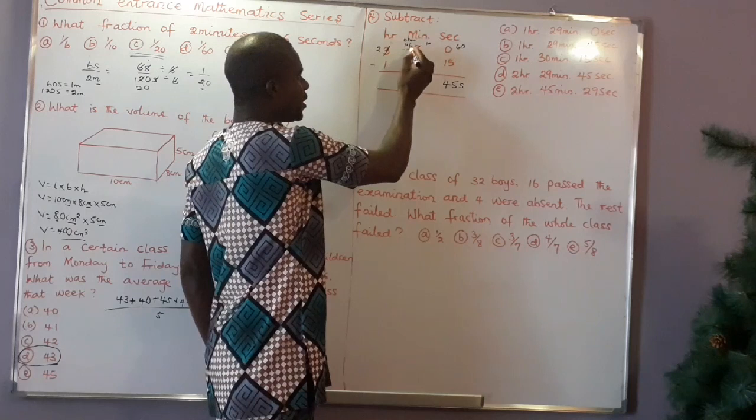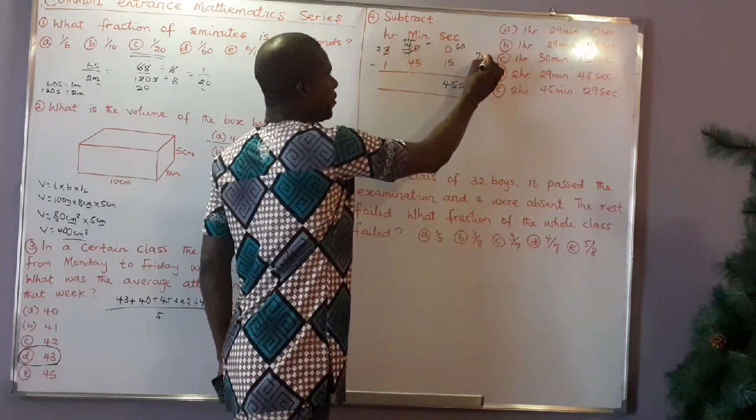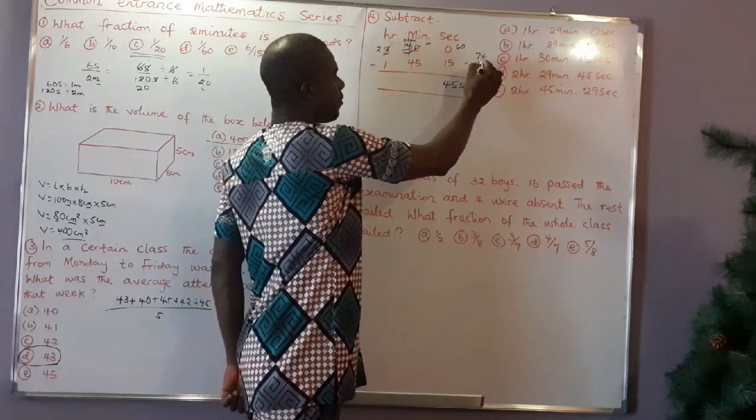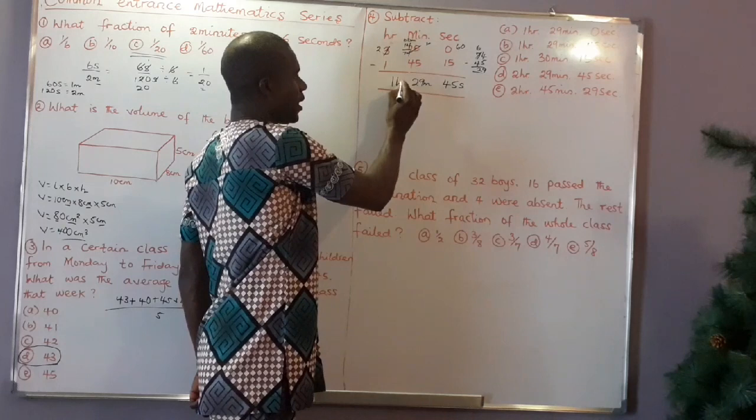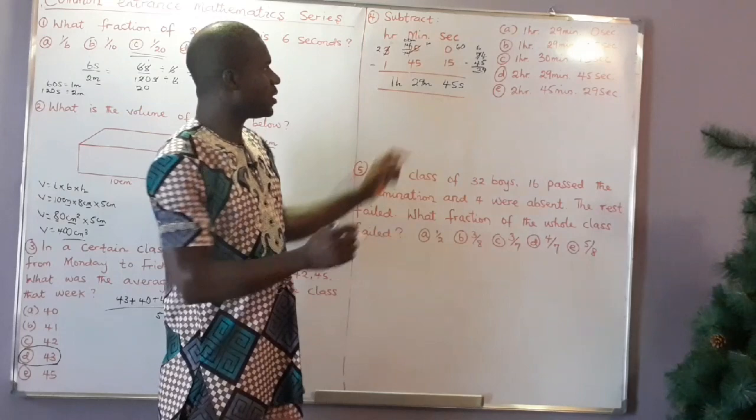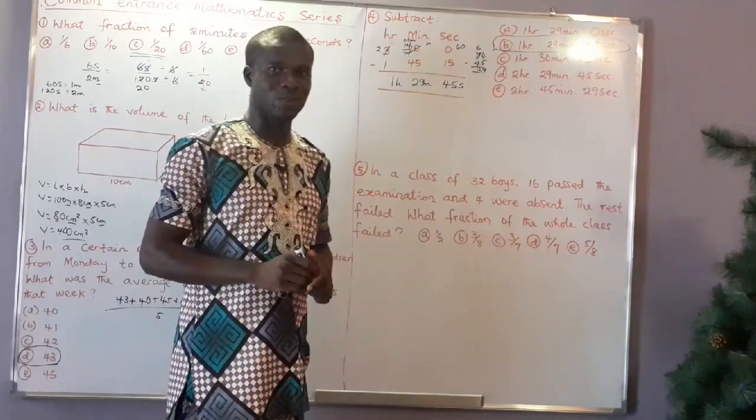Okay, so we can now do 74 minutes minus 45 minutes, right? So 4 minus 5 cannot go, borrow 1 from 7, 6, put the 1 there, 14 minus 5 is 9, 6 minus 4 is 2. So this will give us 29 minutes. 2 minus 1 will give us 1 hour. So our answer is 1 hour, 29 minutes, 45 seconds, which is B. I'm sure that is understood, right?